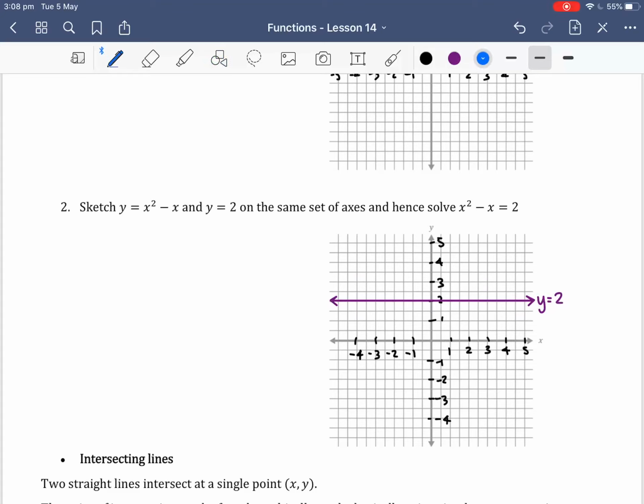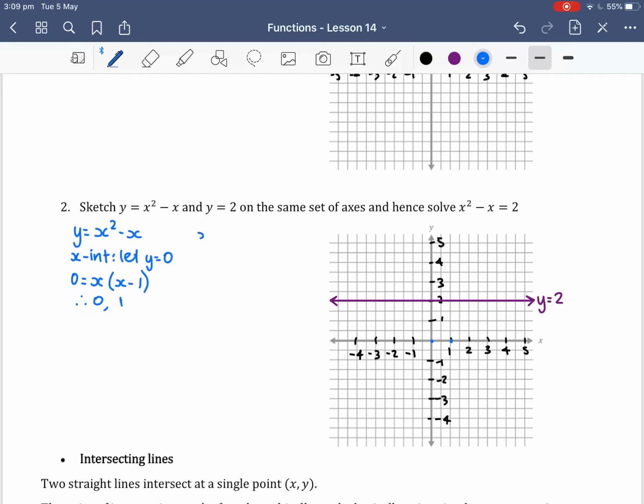So y equals 2. And then for y equals x squared minus x, I'm going to find my x-intercept. Actually, I'm going to do a table. Yeah, I'm going to find my x-intercept. So x-int, we need to let y equals 0. So it'll be 0 equals, I'm going to take a common factor of x at the front, x minus 1. So there we have the x-intercepts 0 and 1. So 0 and 1.